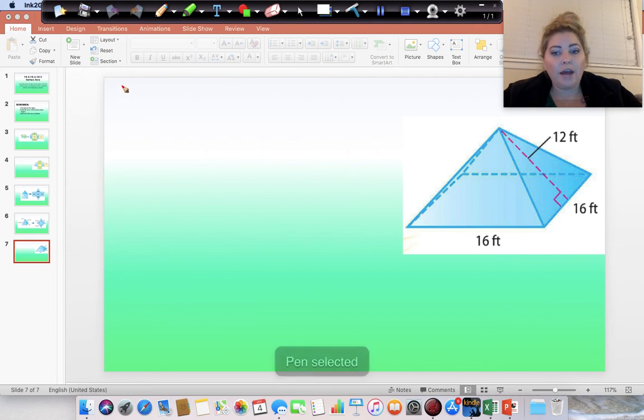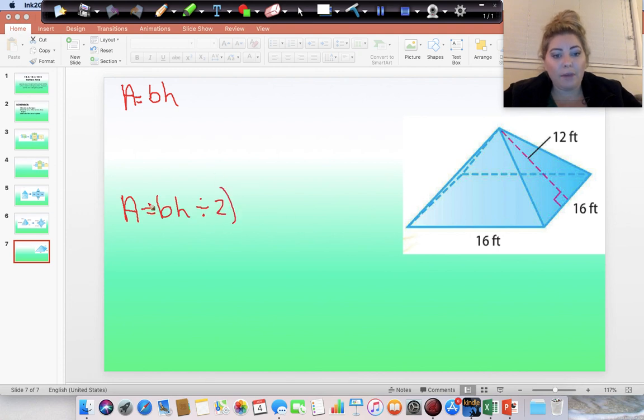Okay, so we've got our rectangle in the middle, which is base times height. And then we've got our 4 triangles, which are all the same. So base times height divided by 2. And then whenever you're done with that, you're going to multiply that by 4 because there are 4 triangles. So our base and our height for our rectangle are 16 times 16.